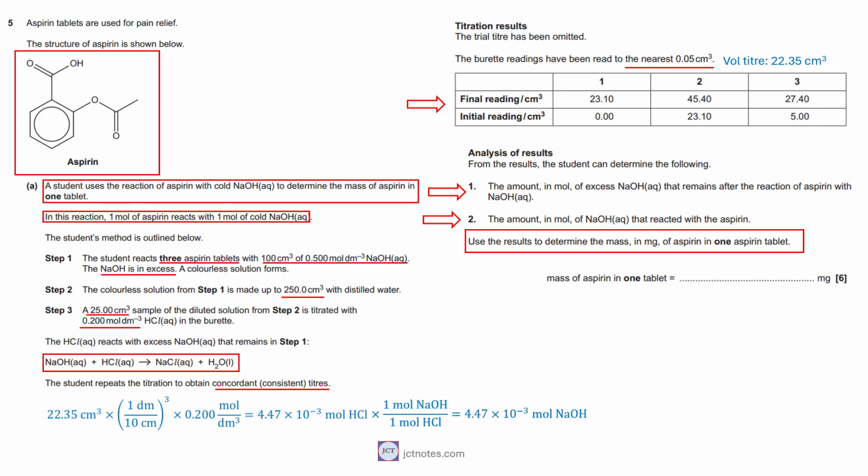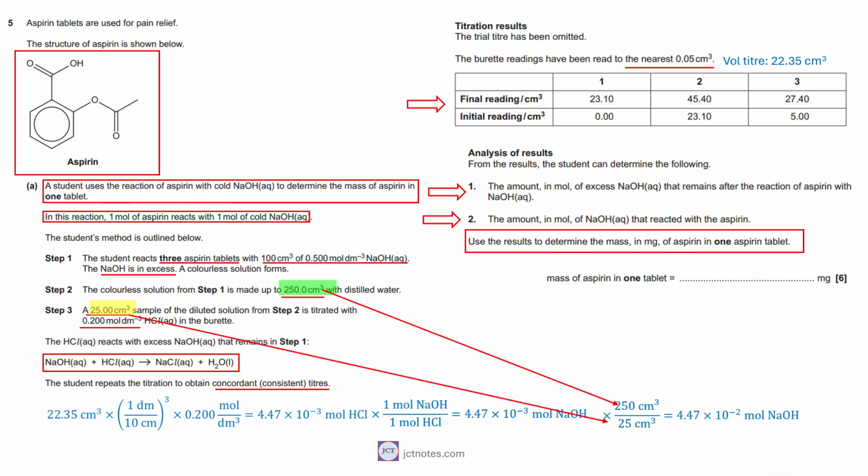However, these moles of sodium hydroxide came from only 25 cubic centimeters of solution, whereas the original solution volume was 250 cubic centimeters. Therefore, we multiply the number of moles by 10, giving 4.47 times 10 to the power of -2 moles of sodium hydroxide in the original solution.